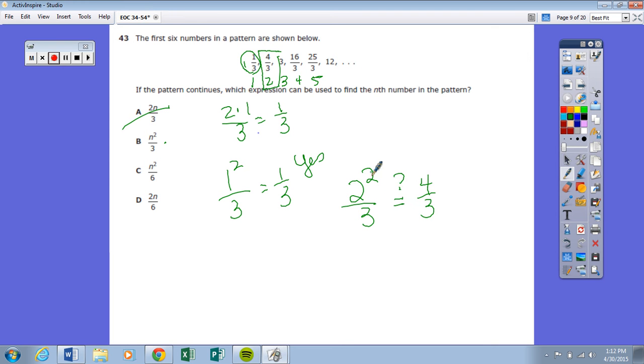So 2 squared is 4. Yes, that one works also. So I would just keep doing that and make sure, maybe do one more. Make sure it works for all of them, and that's how you're going to know that you have the right answer.